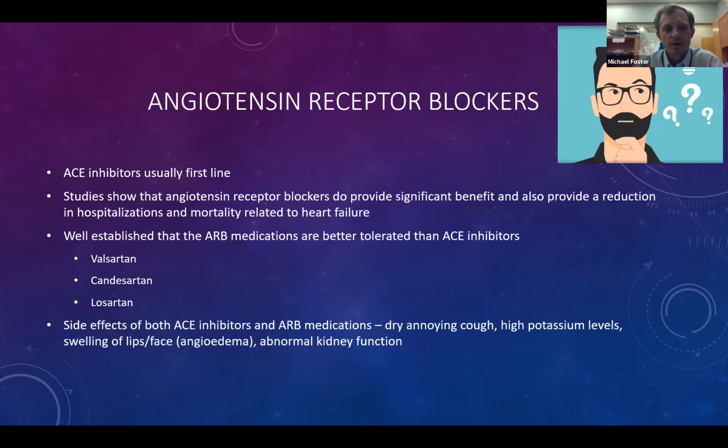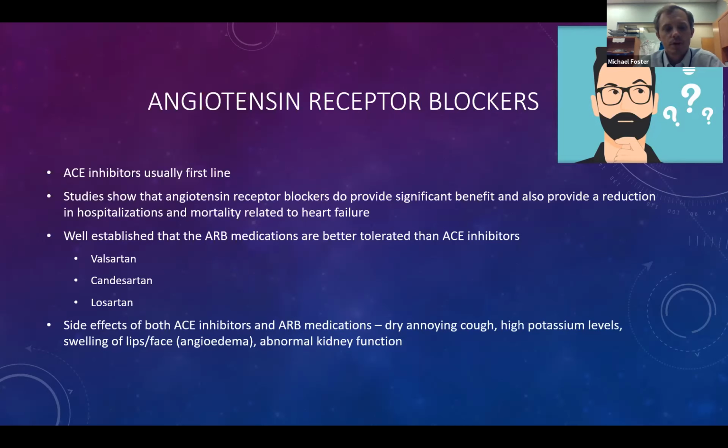The side effects of ACE inhibitors and ARBs would be a dry cough, high potassium levels, and swelling of the lips and face, which we term angioedema. It is recommended that whenever you initiate ACE inhibitors or angiotensin blockers, you get a basic metabolic panel or electrolyte panel one to two weeks after starting, to ensure that the patient continues to have normal to just slightly elevated kidney function from their baseline, and normal potassium levels.